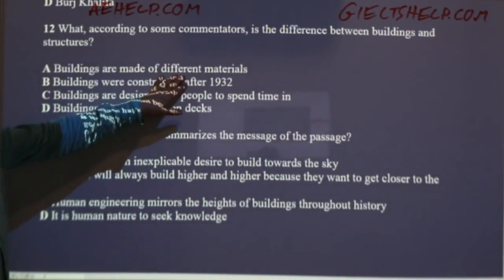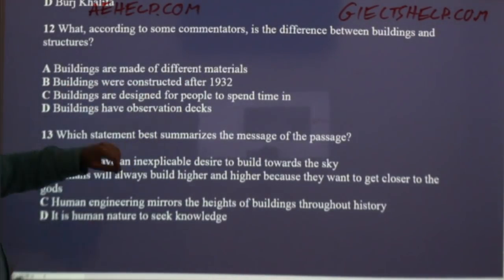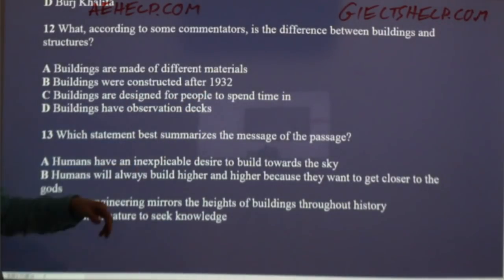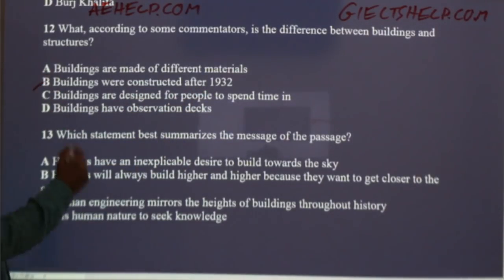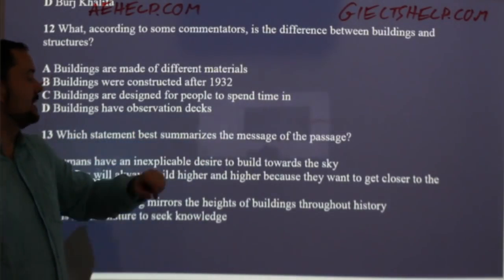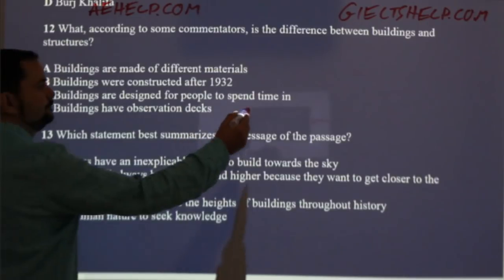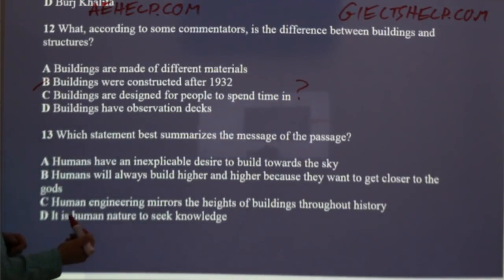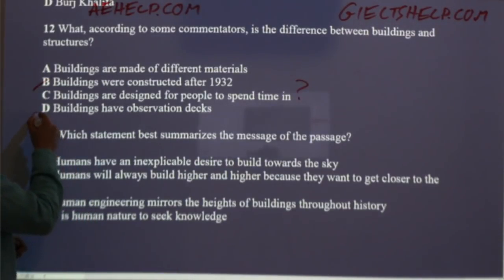buildings are made of different materials? No. Buildings were constructed after 1932. That's definitely a silly answer, so we can cross that one out. We can eliminate that. Buildings are designed for people to spend time in? Maybe. Okay. Buildings have observation decks. Okay, I don't really remember anything about that, so probably not.